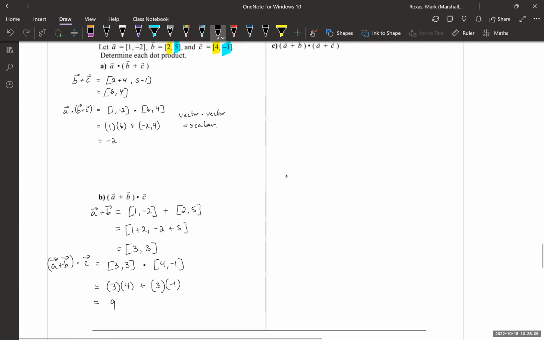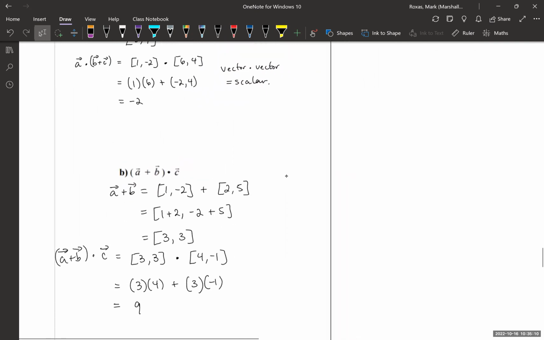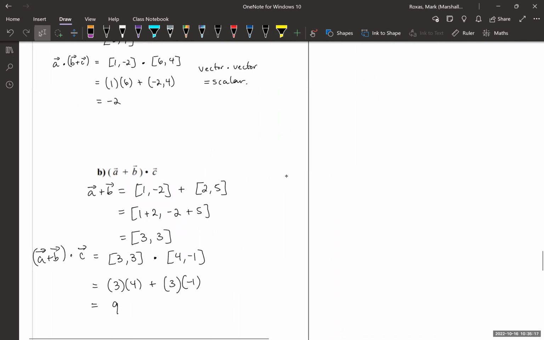As you can see, not quite the same order, the specific order counts. Negative 2 and 9 are different scalar results. And that comes from just the order in which we do these operations. All right, so try the next one yourself.